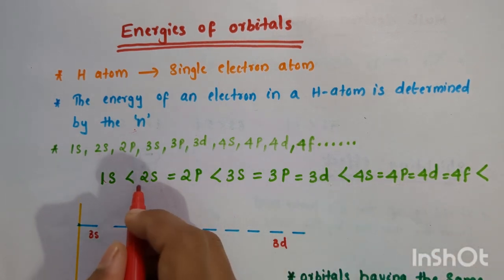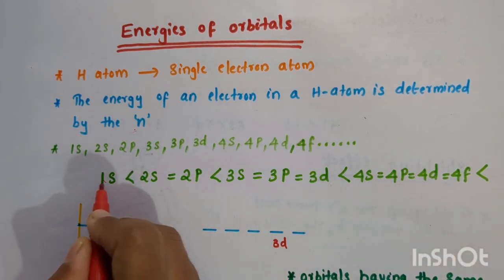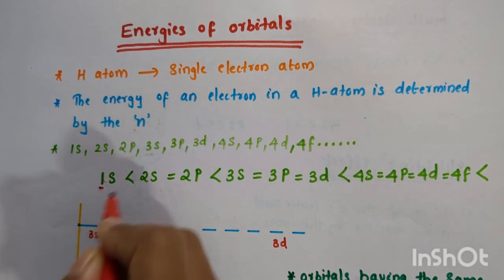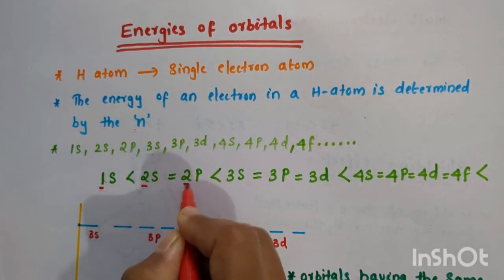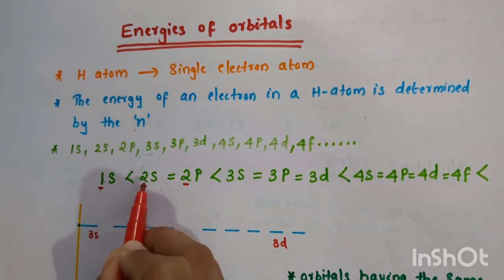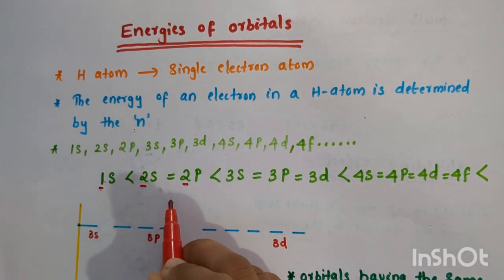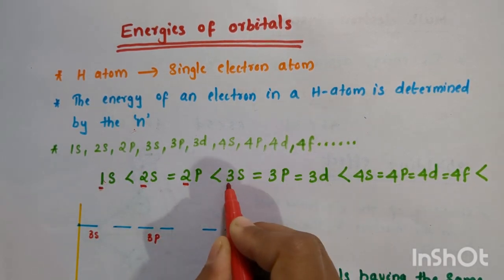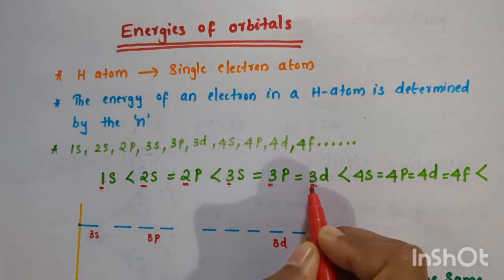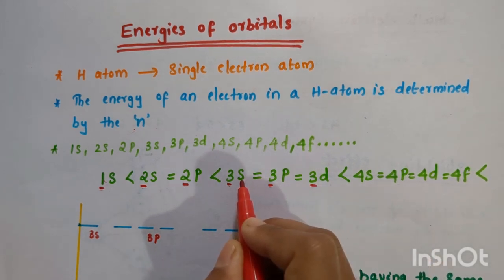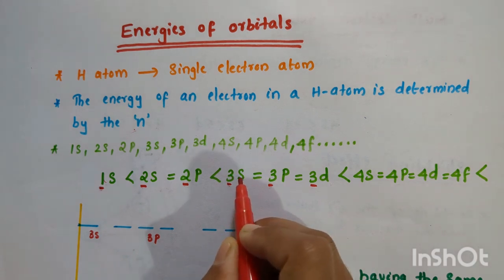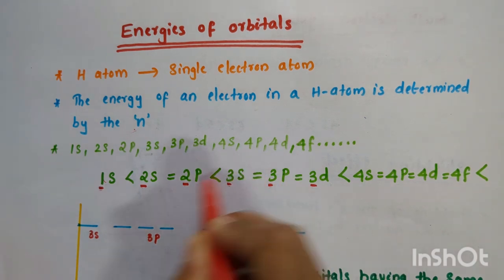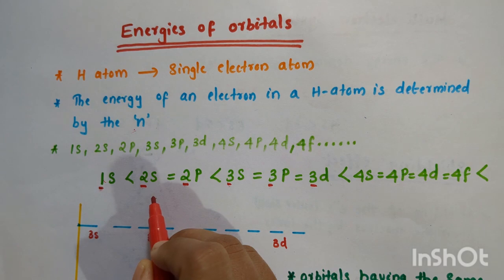So, if you consider 1s, its principal quantum number is 1. If you consider 2s or 2p, the principal quantum number is 2. So, its energy will be greater than that of 1s. If you consider 3s, 3p, 3d, the principal quantum number is 3. So, as the principal quantum number n increases, the energy of the electron in the hydrogen atom increases. So, an electron in these orbitals will have more energy than in those orbitals. Clear?